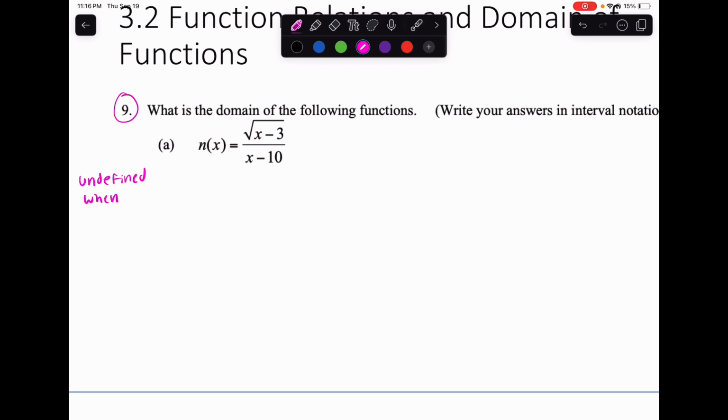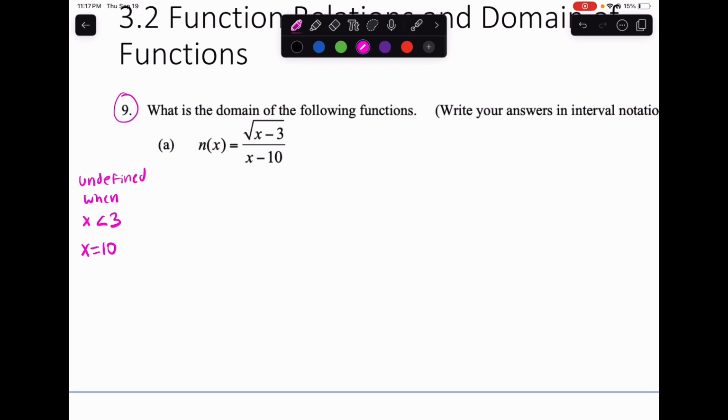We know that we do not want any negatives under the square root. So it would be undefined when x is less than 3. It's okay for x to be 3 because we can have a 0 under the square root, but we don't want it to be less than 3. If it was 2, for example, 2 minus 3 is negative 1, and we don't want that because that's the square root of a negative number. Then we have the denominator, and it would be undefined when x equals 10, because 10 minus 10 is 0, and we do not want a 0 in our denominator.